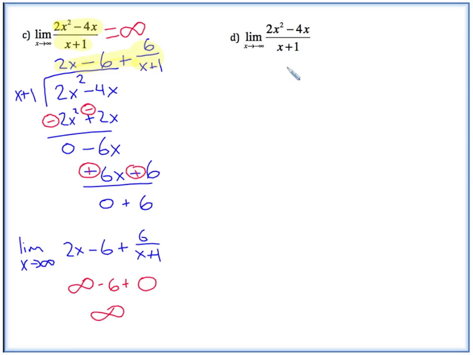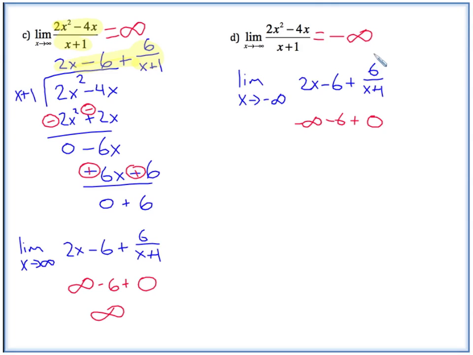Now for example 2, we've already done the long division, so we're just really going to write our limit with our new function. So x is approaching negative infinity of 2x minus 6 plus 6 over x plus 1. And again, here this is going to give us 0. This is going to give us negative 6. And this one, as x decreases without bound, 2x will also decrease without bound. So here we get negative infinity. So all in all, we get our limit is negative infinity.